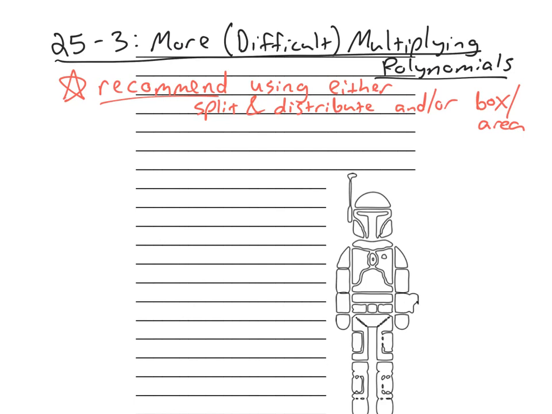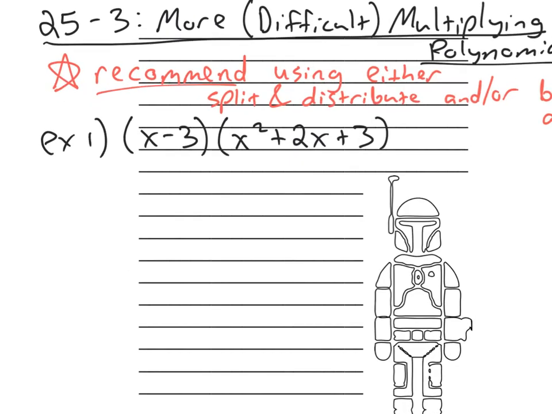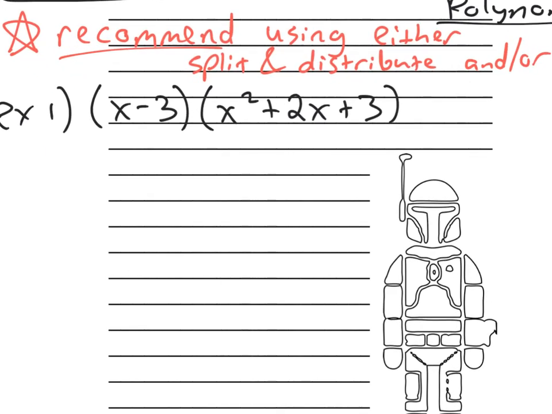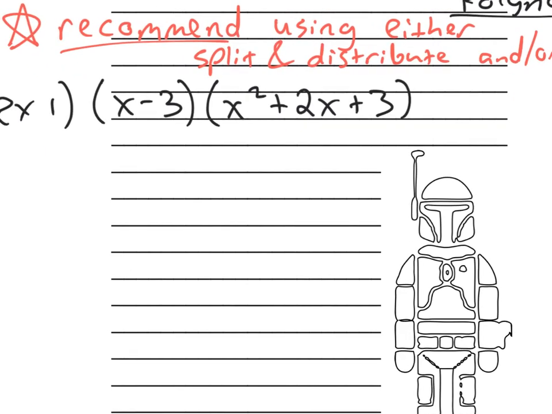Alright, so we're looking at more difficult problems on these examples. We're not going to be just looking at two binomials multiplying, or even a monomial times a binomial where you just distribute. So it's highly recommended that you use either split and distribute or the box area method. It'll keep your work organized. So now we're looking at a binomial times a trinomial, 2 terms times 3 terms. Stay organized and use either a box or split and distribute.